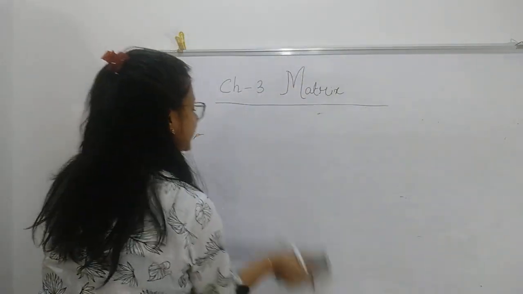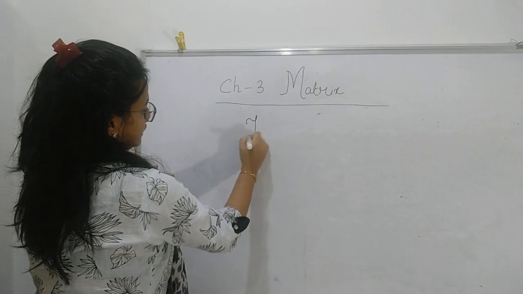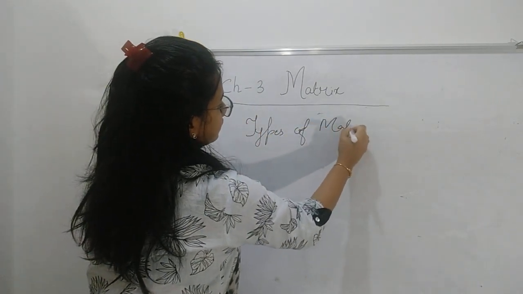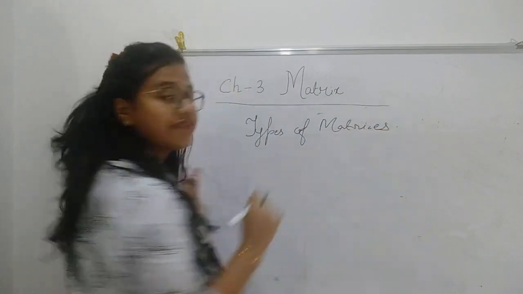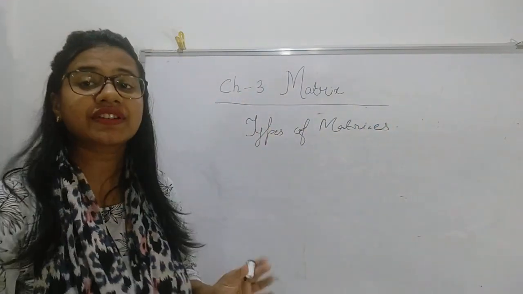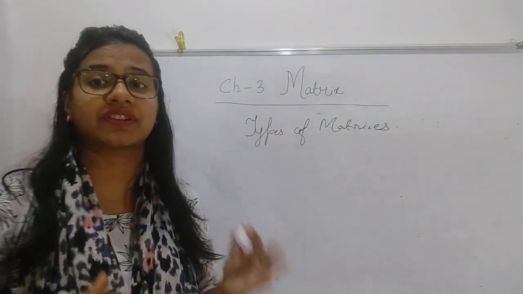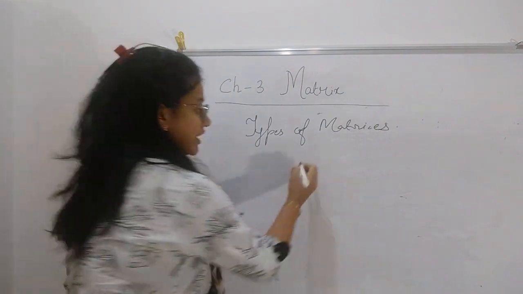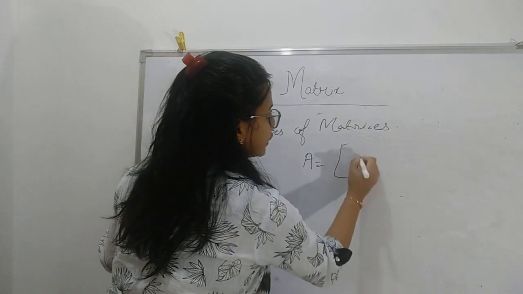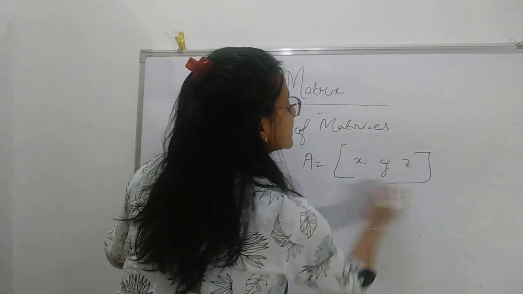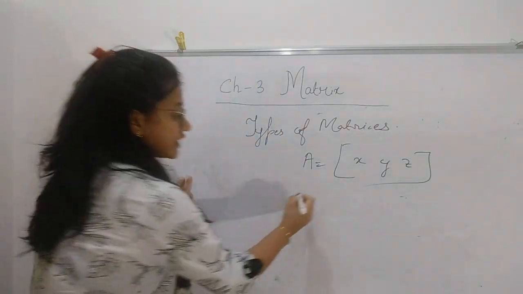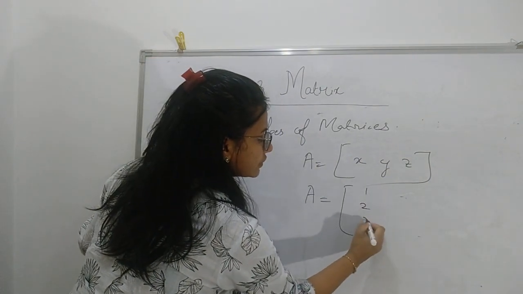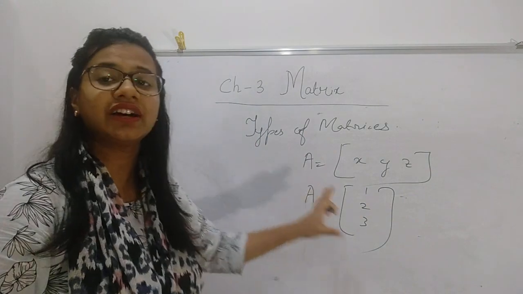Next we will see what are the types of matrices. The very first type of the matrix is row matrix. What is row matrix? Row matrix means only a single row is present in the matrix. Suppose A is equal to X, Y, Z. This is the row matrix. Next one is column matrix. Column matrix will be like 1, 2, 3. Only one column will be there in the matrix.